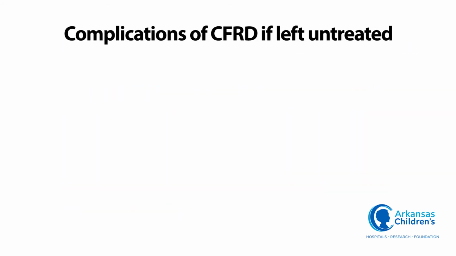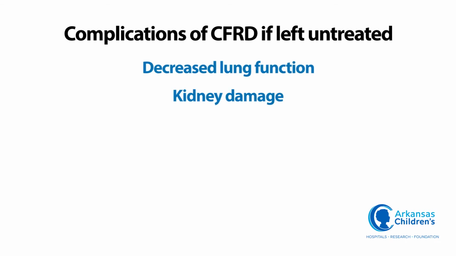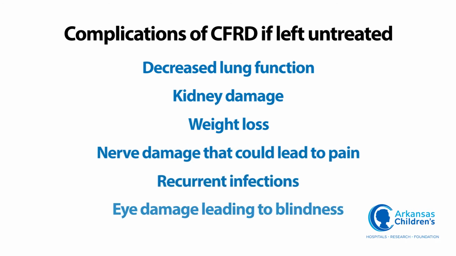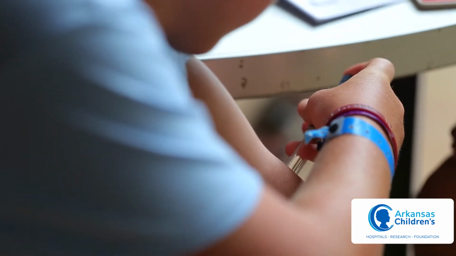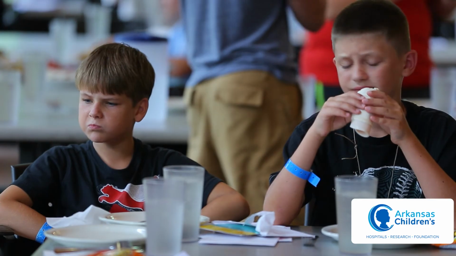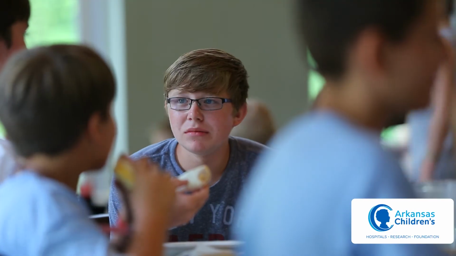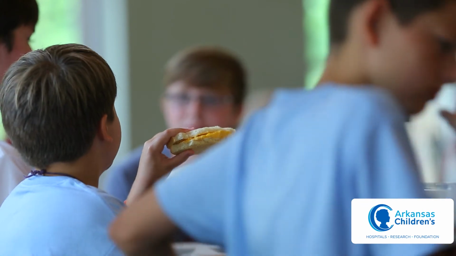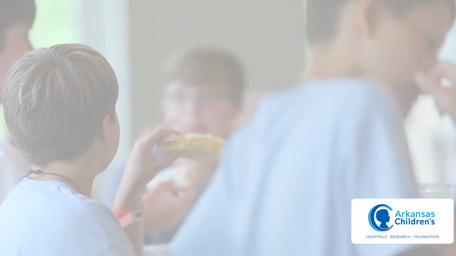Complications of CFRD, if left untreated, include decreased lung function, kidney damage, weight loss, nerve damage that could lead to pain, recurrent infections, and eye damage leading to blindness. Treatment for CF-related diabetes will include insulin and nutrition. It is important to be aware how the nutrition is different for those with cystic fibrosis-related diabetes.